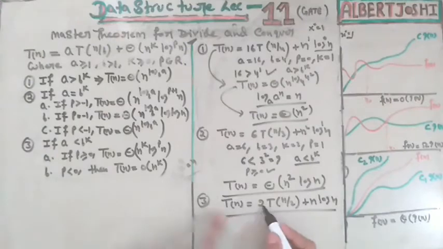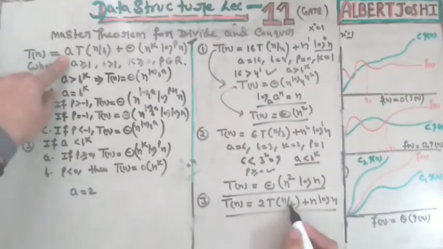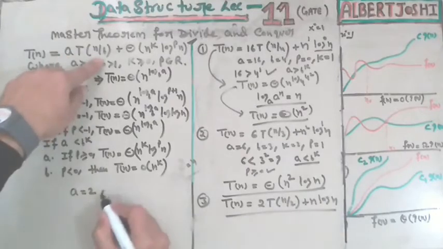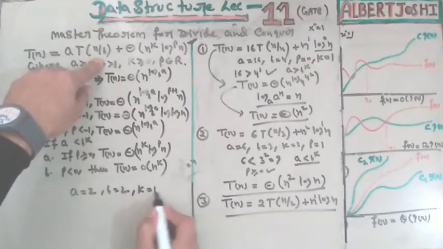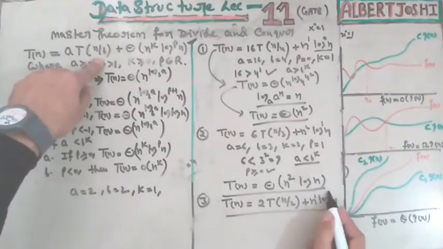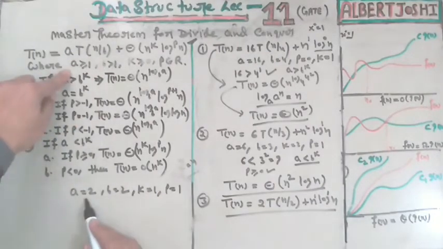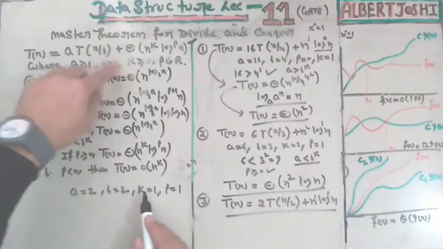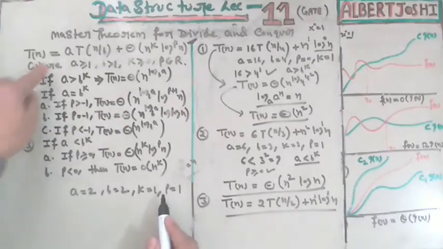Now in this condition you can see that a = 2, and b = 2. Okay. And n to the power k means that k = 1. And log^p n means that p = 1. Now we will check. a > 1, yes. b > 1, yes. k >= 0, yes. p belongs to R, yes. It means that all conditions are satisfied.